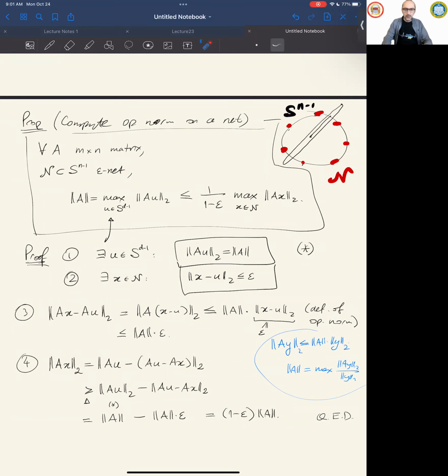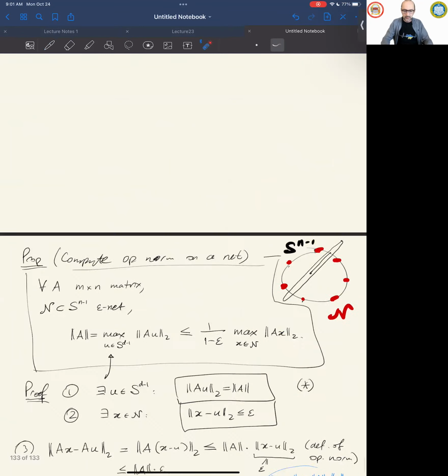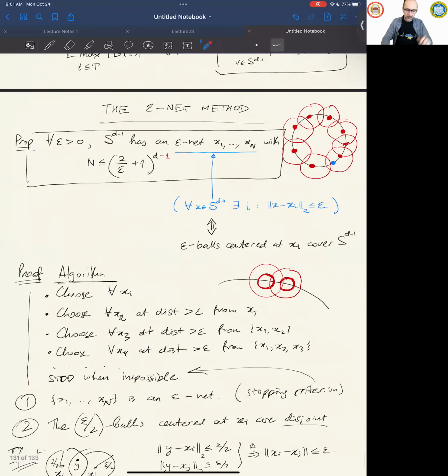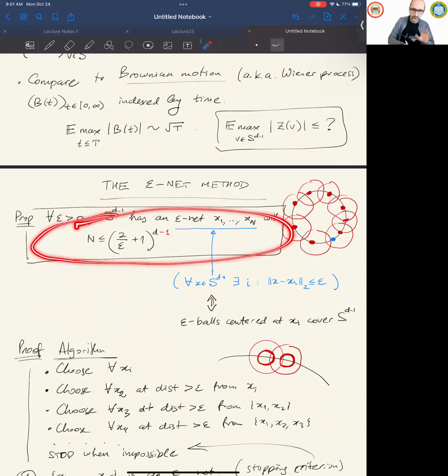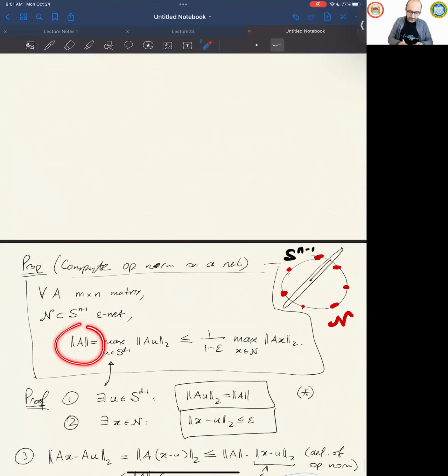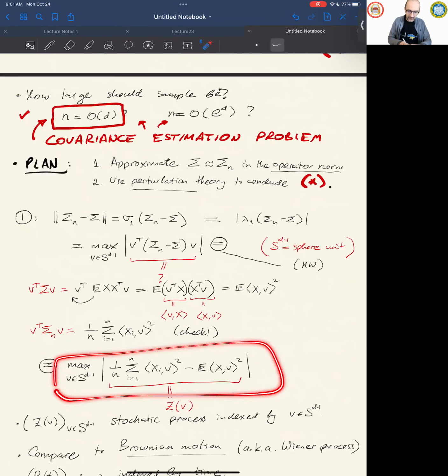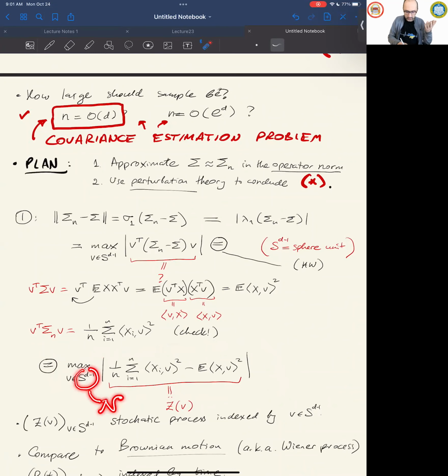So we set up most of the ingredients that we need for the analysis of the covariance estimation problem. We found an epsilon net that is reasonably small, right? Exponential, fine. We showed that the operator norm actually can be computed approximately on an epsilon net. And what we'll do next is we'll go back to probability theory, go back to our stochastic process like this. We will replace the sphere with the epsilon net, just like we can do that now. The epsilon net is now not as large. It will be exponentially large, but it's okay.